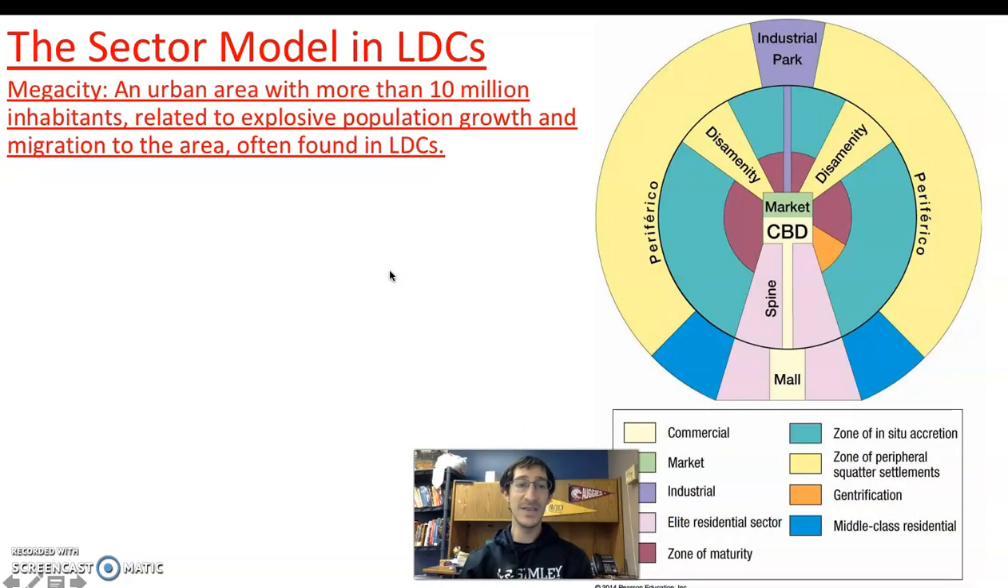So in many cases, we see in less developed countries, and again, think back to the primate city, we see a megacity. This is an urban area that has more than 10 million inhabitants, typically related to explosive population growth and migration. So think about, again, the primate city that has all the attractions, the services, the education, the medical centers, and not a whole lot of equitable access to services outside of the primate city. Hence, people are drawn to the megacity or the primate city because of that.